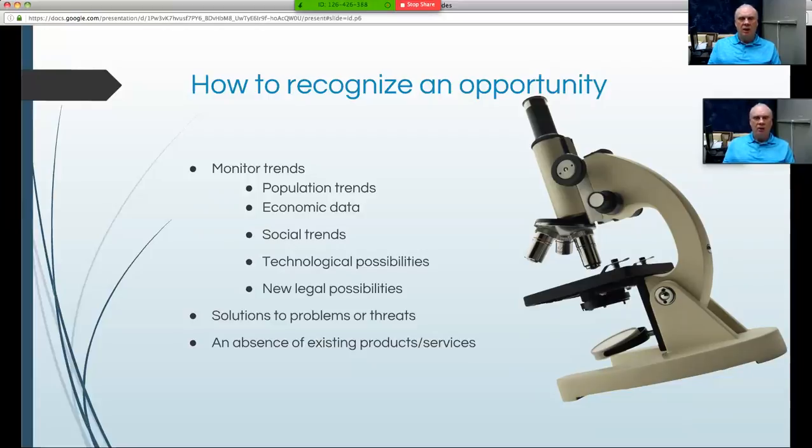Monitor trends in technological possibilities. Which type of social networking are people moving towards? Are they moving from Facebook to, say, Instagram, etc.? What new technological possibilities are on the horizon? What is it going to be possible to do in the near future? And then we have new legal possibilities. What is some of the legislation on the books? Is it likely to be passed?